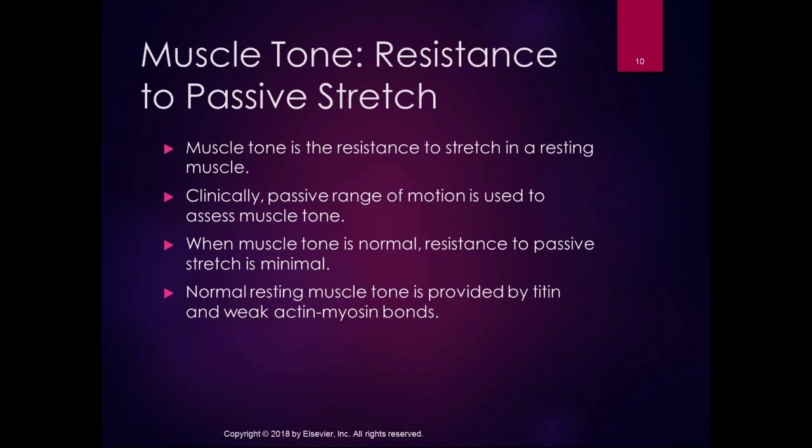Normal resting muscle tone is provided by the titin, that structural protein, and those weak actin-myosin bonds. So that's normal resting muscle. I don't know if any of you have had the opportunity to run across someone in real life in the clinic who has abnormal muscle tone, but it is quite an eye-opening experience.